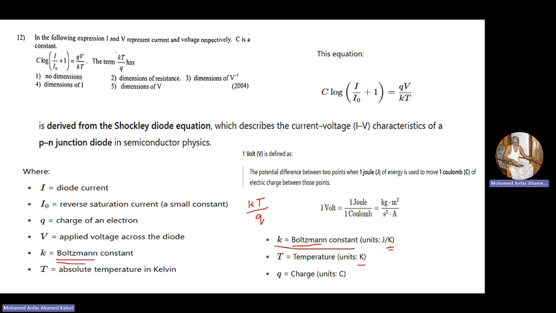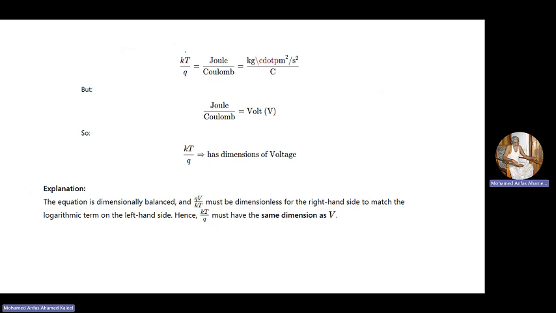The Boltzmann constant unit is joule per Kelvin. T is temperature, the absolute temperature in Kelvin, and q is charge in coulombs. Knowing that, we can derive the dimension of the term kT over q like this. k is joule per Kelvin, multiplied by temperature, also measured in Kelvin, and q is a coulomb.